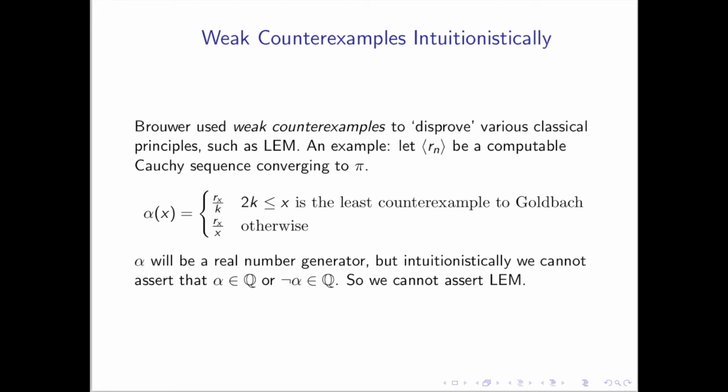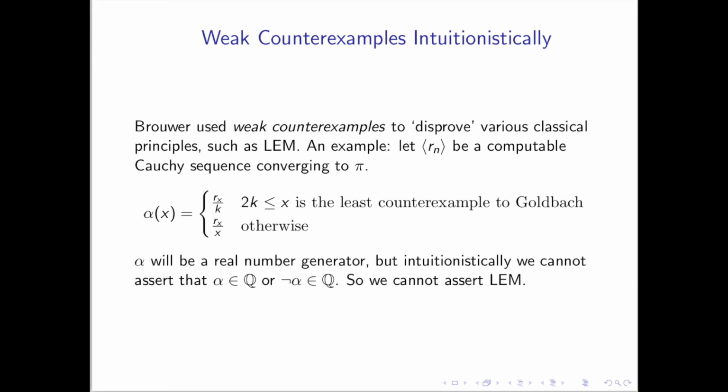Now, consider the question, is alpha irrational? Well, we know that it will converge to zero if we never get a counterexample to Goldbach, in which case it's irrational, obviously, because zero is rational. But if we get a counterexample to Goldbach, then it will converge to some fraction of pi, like pi over k.